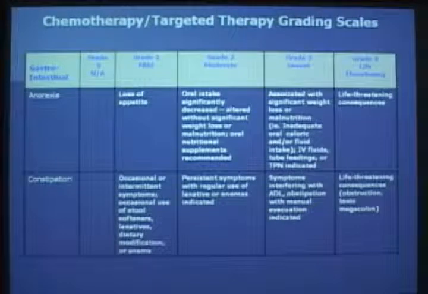Constipation, so the next one, you can have occasional intermittent symptoms, as you can see here, or it could be occasional use of stool softeners, laxatives, or they need to modify their diet to relieve their constipation.